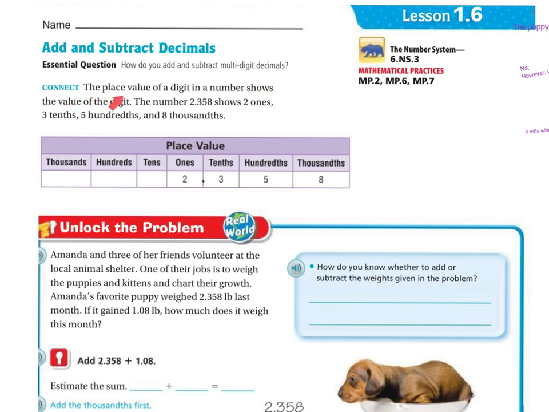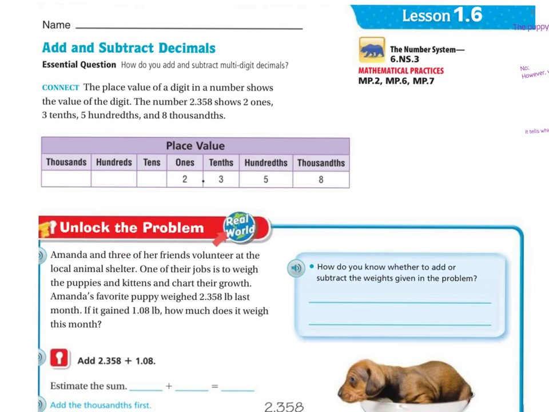Connect. The place value of a digit in a number shows the value of the digit. The number 2 and 358 thousandths shows 2 ones, 3 tenths, 5 hundredths, and 8 thousandths. So here's the place value chart. Here's my decimal. So this is my ones place, my tens, hundreds, thousands, and so on. On the other side of the decimal, it's my tenths, my hundredths, and my thousandths, and so on.